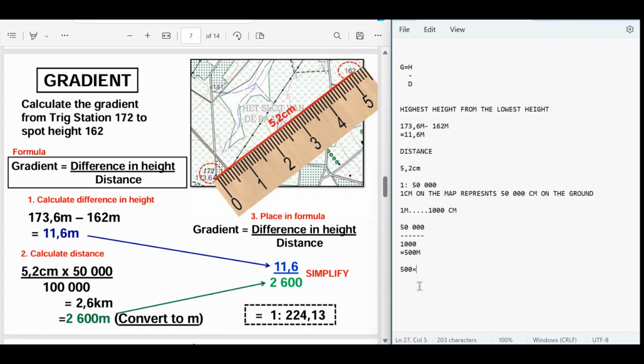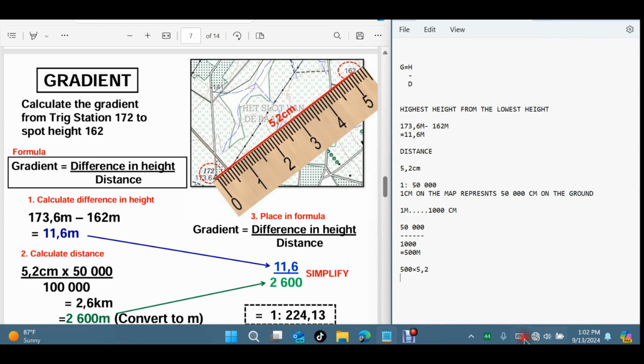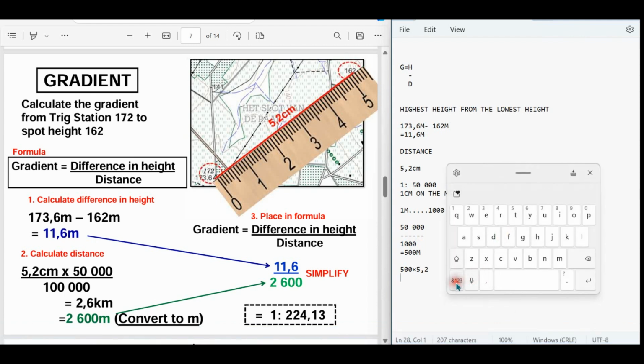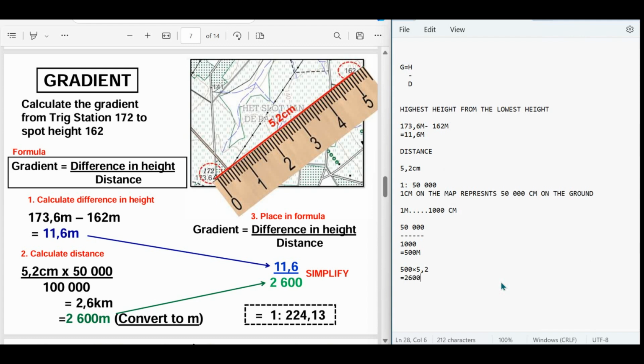So now, 500 multiplied by the distance that we got on the actual topographical map, because now this distance can be converted to meters, since the scale is no longer in centimeters but in meters. We are going to say 500 multiplied by 5.2 centimeters, which is going to give us an equal sign of 2,600 meters, which you can all see there.